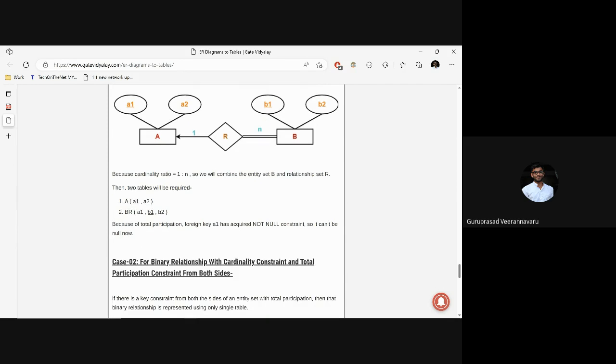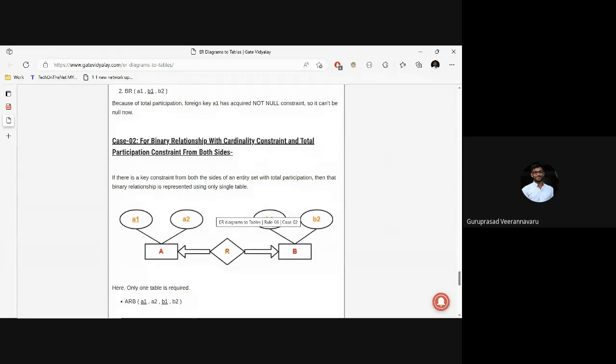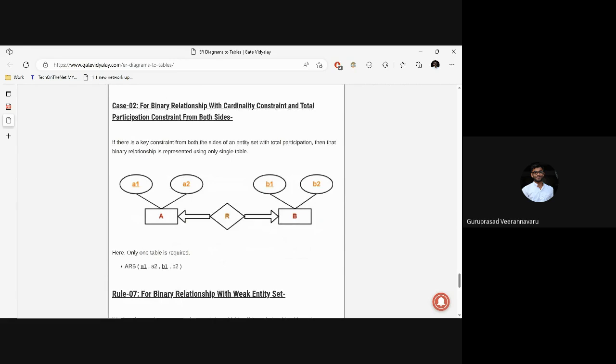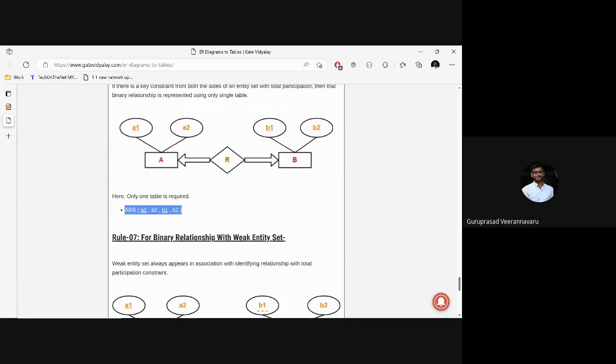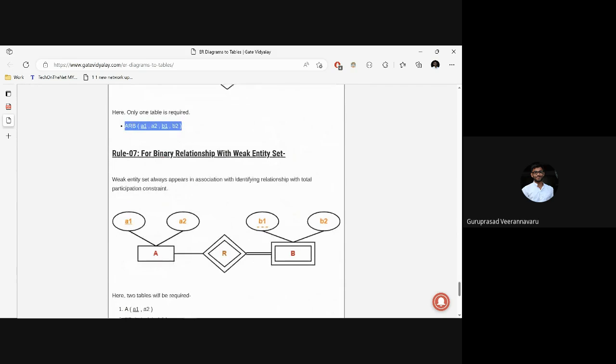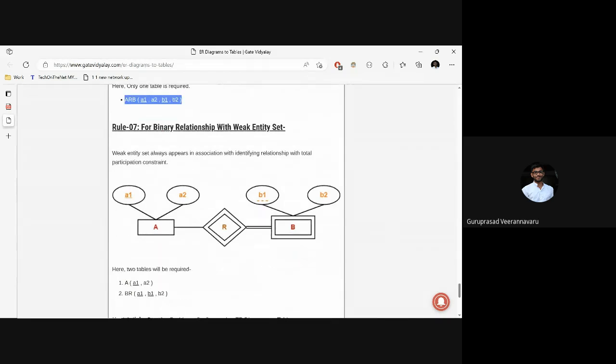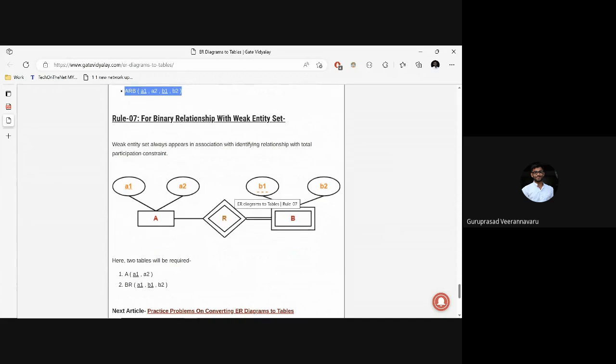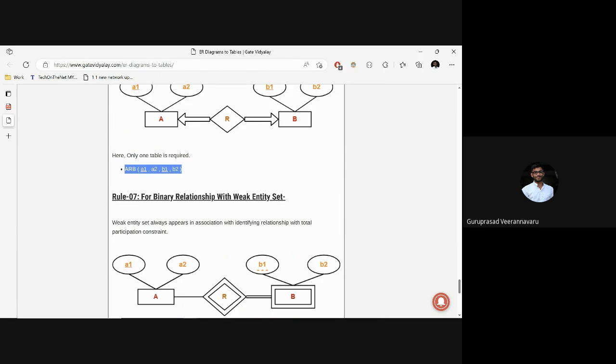Okay. And let's say it is total participation from both sides. For A to exist, B should be there, and for B to exist, A should be there. Then we put all of them in one single table, because both of them need each other to exist. Okay. And for a binary relationship with a weak set: what do you mean by weak set? Weak set means that for B to exist, A should always be there. In such a scenario, again, it becomes like how we used to do for 1:m.